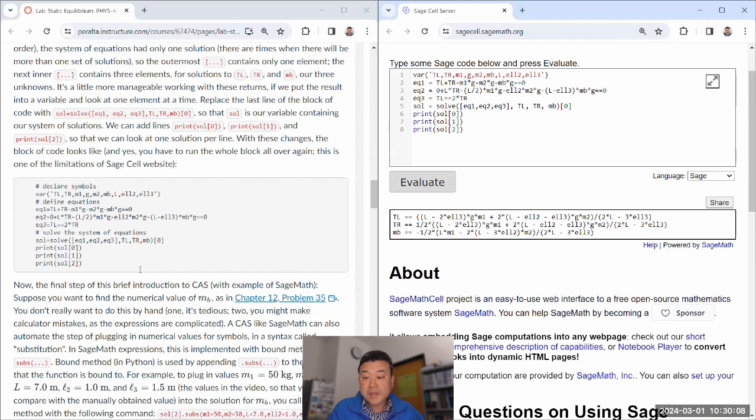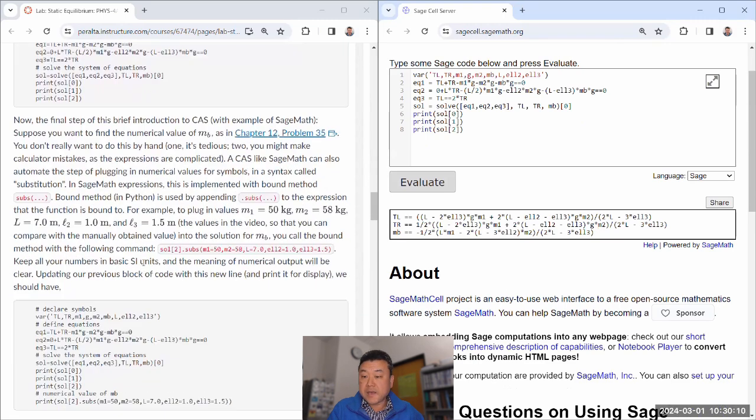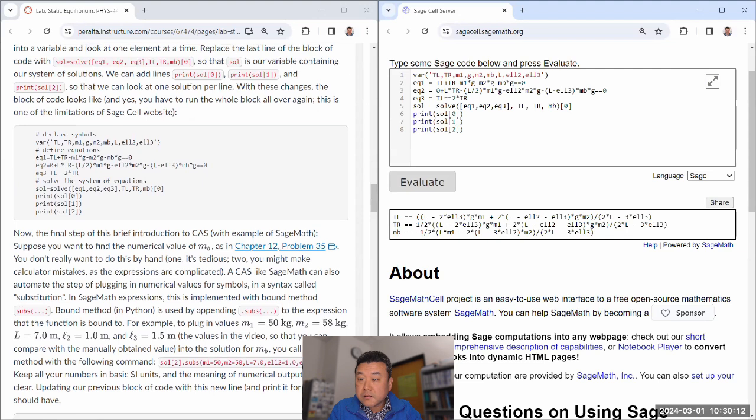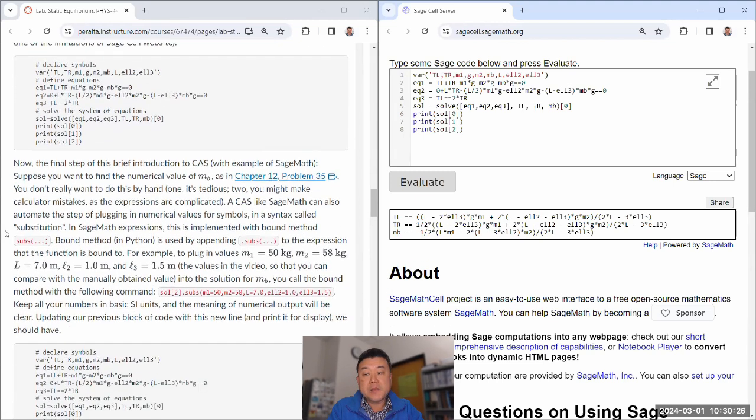So now the final step in this, let's see. Yeah, I think we can add a line so that with these changes, the block of code looks like, and yes, you have to run the whole block all over again. This is one of the limitations of the SageCell website.